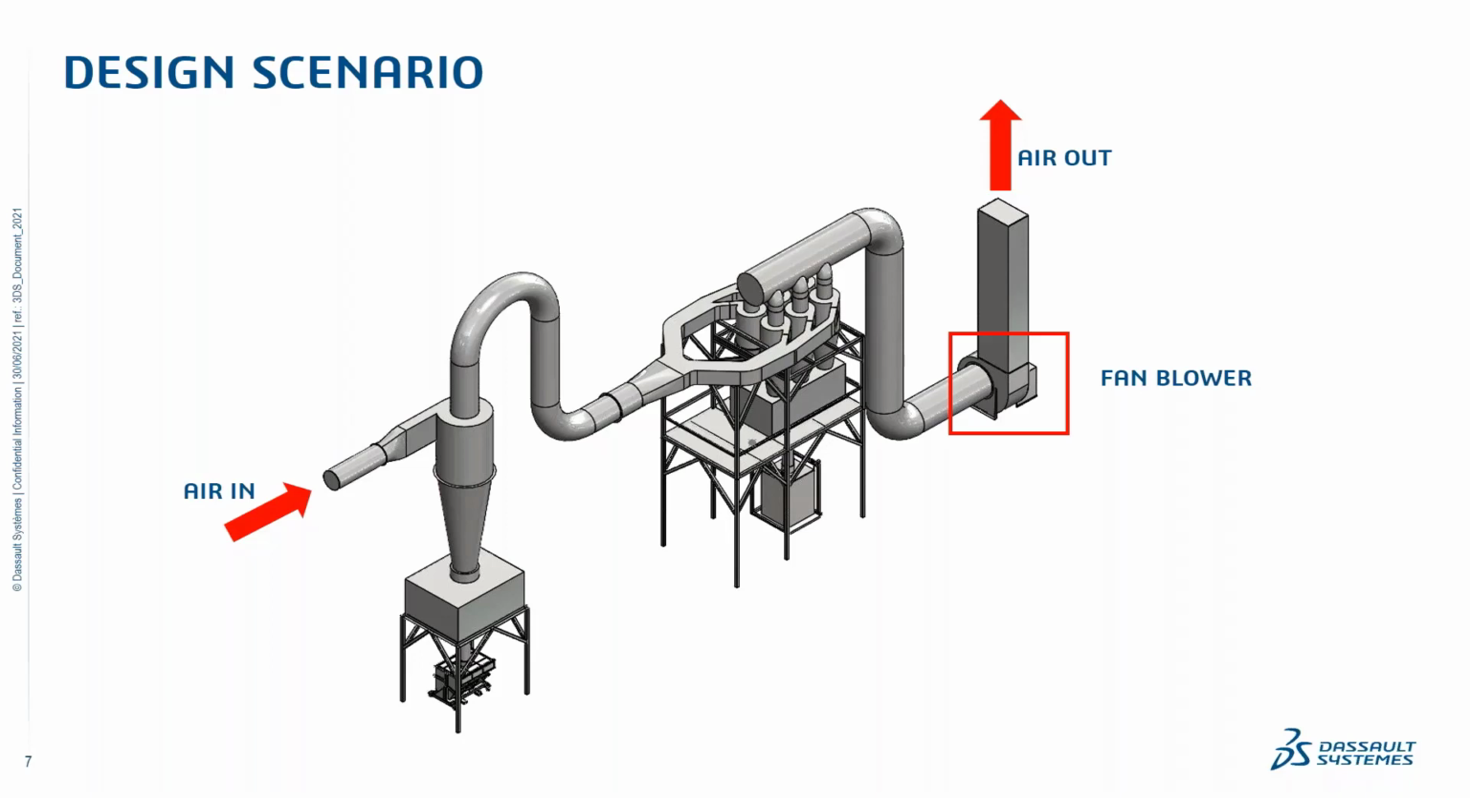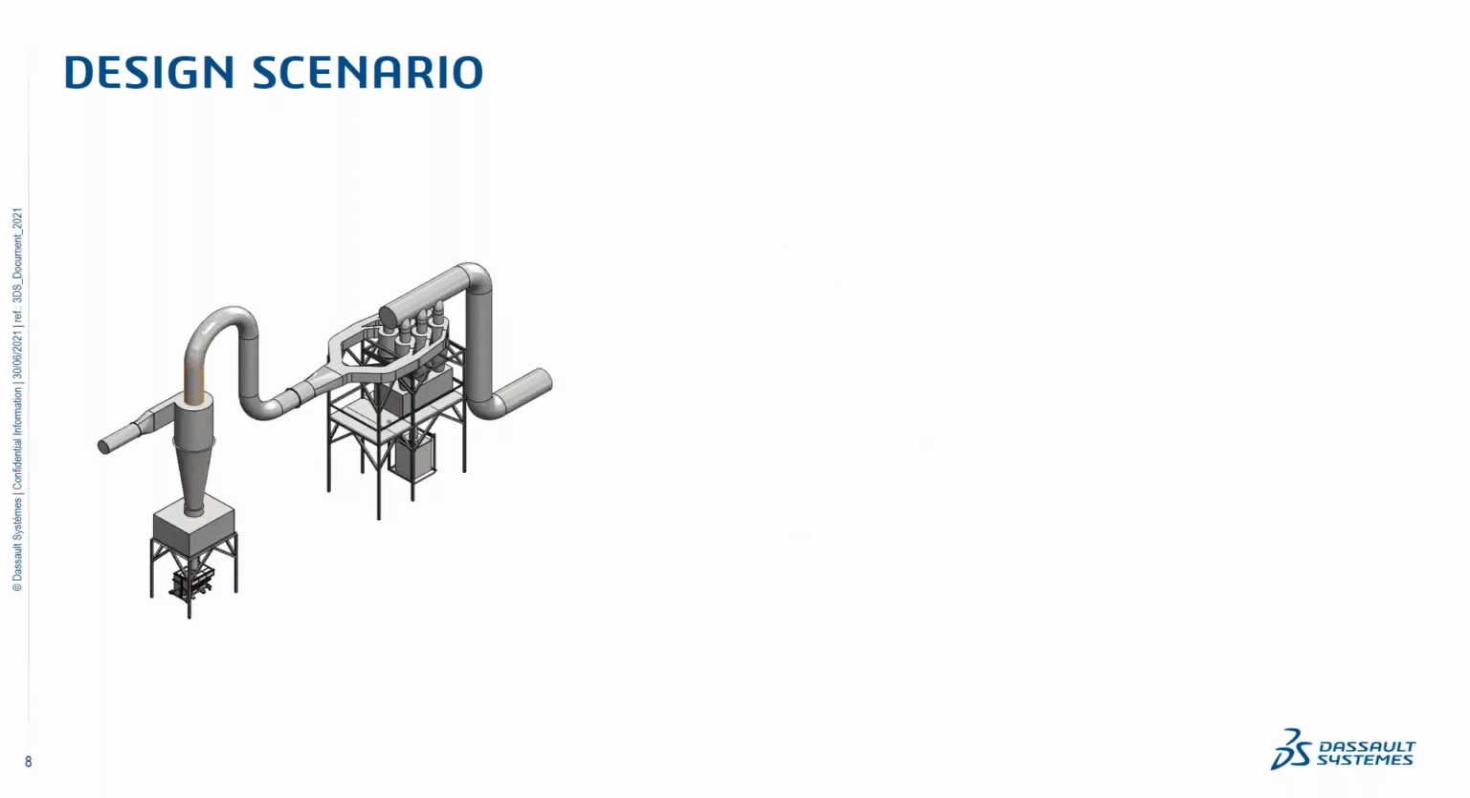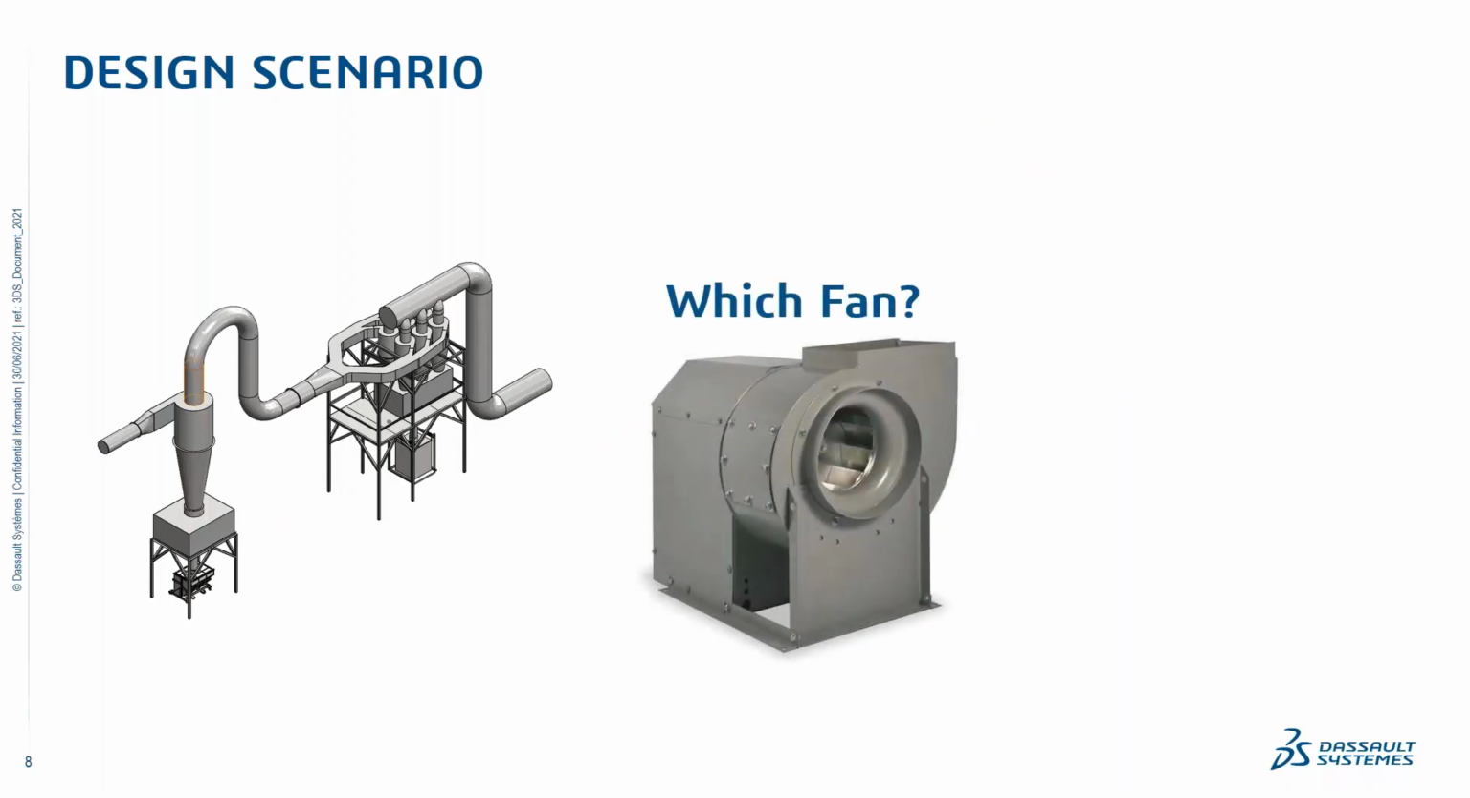You have air coming in from the left-hand side as shown. Air is coming out on the right-hand side as shown. What is critical to know at this point is there is a fan blower. Let's say, for example, we want to understand what fan we should be using for this entire design. The left-hand side picture is the actual design, and we're trying to figure out which fan we should be using depending upon the flow requirement in the system.